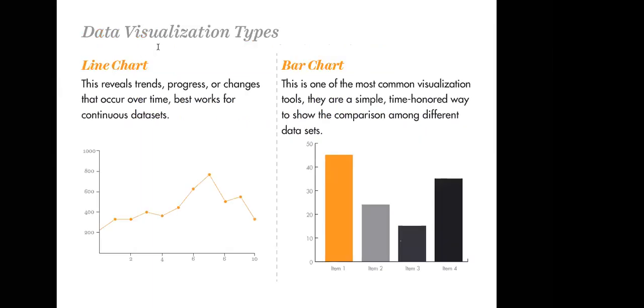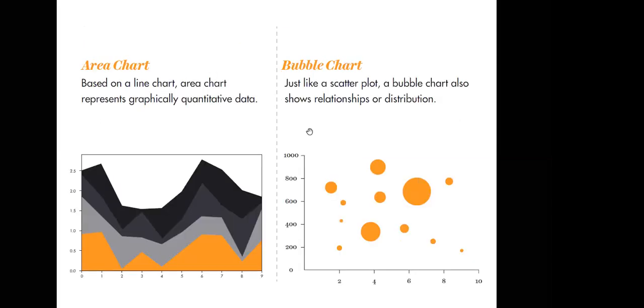We went through a few of these data visualization types, like we have the line chart. This reveals trends, progress, or changes that occur over time. This looks for continuous data sets. So those continuous data sets, we normally have like maybe the weather or like the real-time coronavirus trackings and things like that. The bar graph is also simple and one of the most common ones. It shows basically comparisons among the different data sets. These two are basic, you understand them clearly.